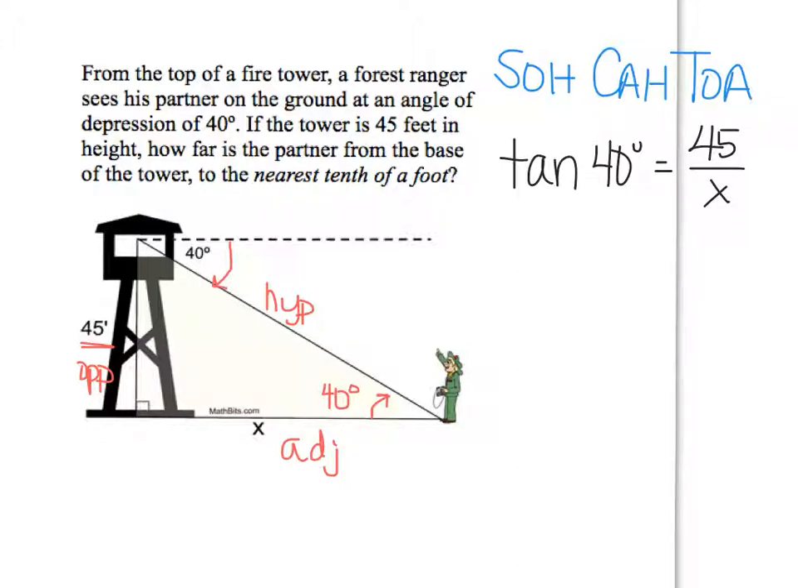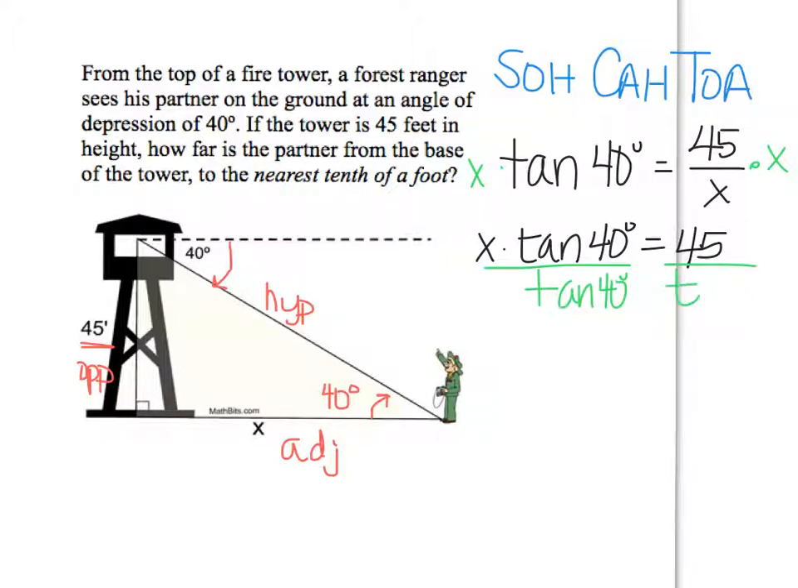Okay, remember, this is when we're solving where the variable was in the denominator. So I actually have to take a couple steps. First thing I'm going to do is multiply both sides by x, because I need to bring the x out of the denominator. So when I do that, I get x times the tangent of 40 degrees equals 45. And then I need to get x by itself. So the way that I'm going to do that is I'm going to divide both sides by the tangent of 40.